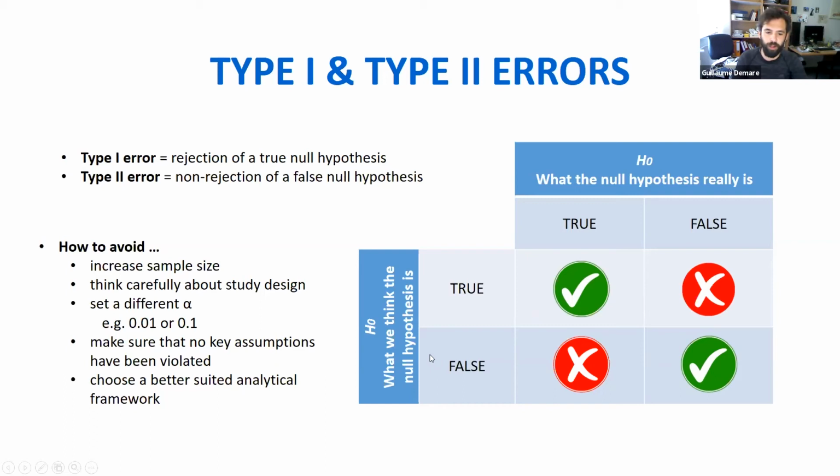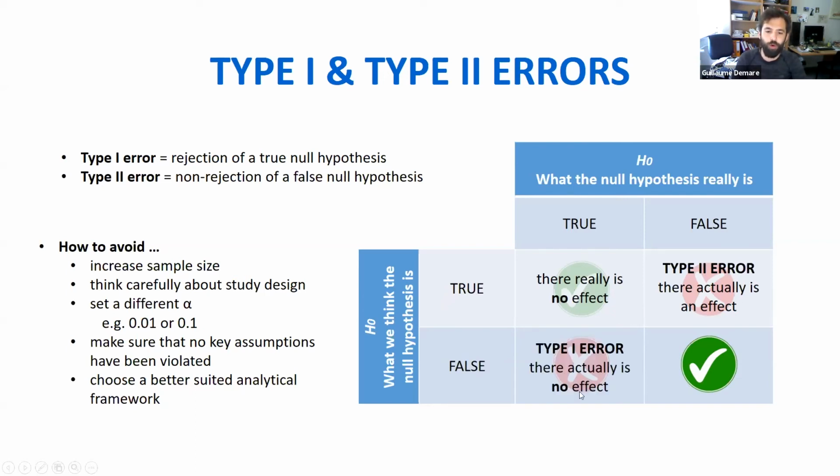Same thing if we reject the null hypothesis, so we think the null hypothesis is false, and we are correct, and the null hypothesis really is false, and there is a significant difference, then we're still in the green. But again, if we think the null hypothesis is true, but we did not reject it, and actually we should have, then it is a type 2 error. There actually is an effect, even though we thought there was not.